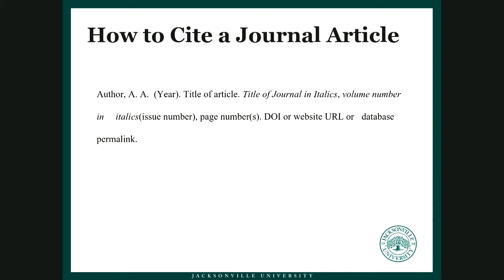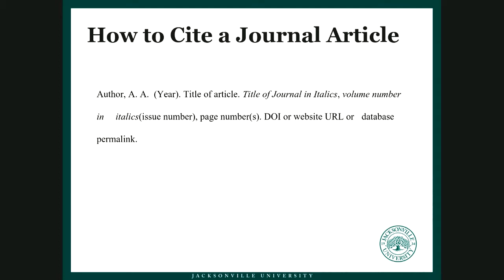So what's interesting to know here is the title of the article is in sentence case, but the title of the journal is actually in title case. So you could capitalize the first letter of every word in the journal, but not the article title. Volume number is italicized, issue number is in parentheses and a comma. Make sure you're getting the commas and the periods correct. Then we've got our page number or numbers, period.